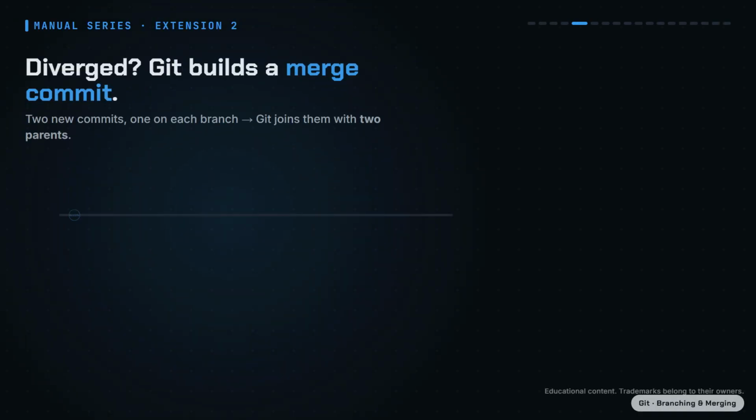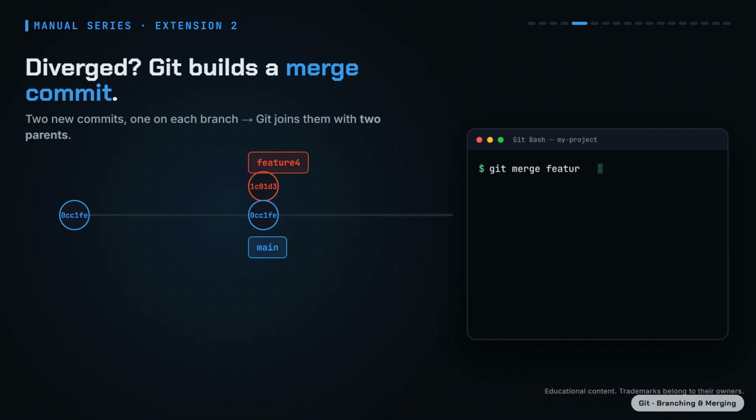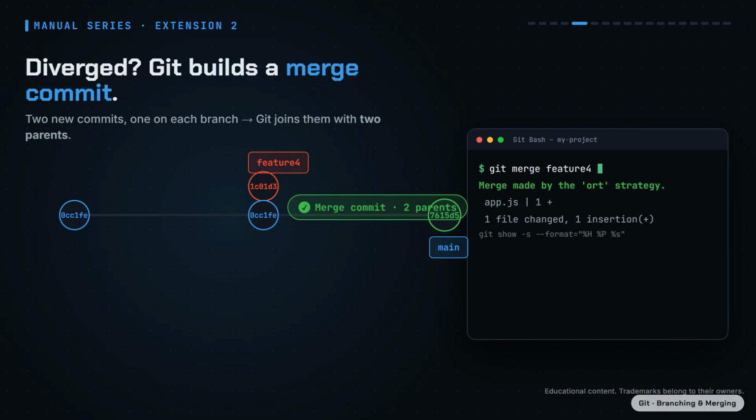But what if both branches get new commits? Now the history diverges. Run git merge, and git combines both lines into one brand new merge commit. You will see the message, merge made by the ort strategy. The merge commit has two parents, one from each branch, and your history stays complete.